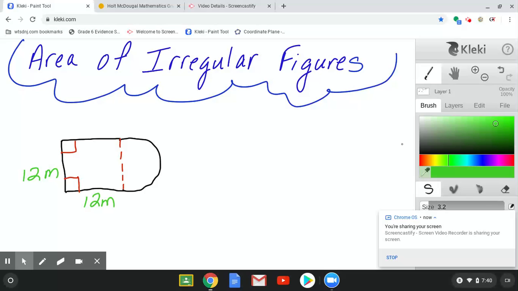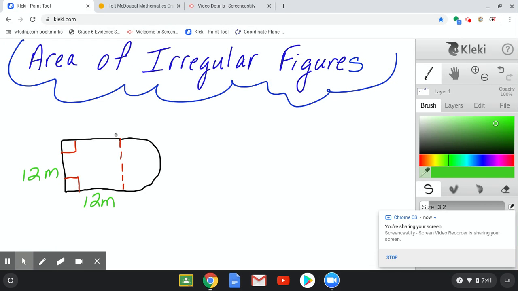Class, Mrs. Calvi here. This is just a quick tutorial on finding the area of irregular figures. So basically figures that are not shapes that we are aware of and have a formula for. So it's not a square, it's not a circle, it's not a triangle, it's an irregular shape or irregular figure, an odd figure.